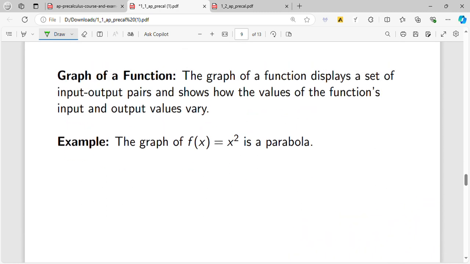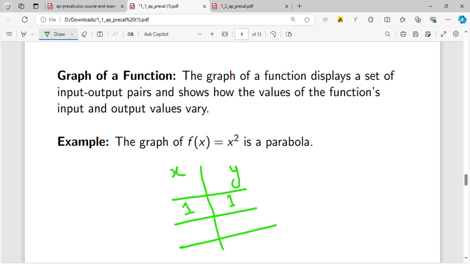For example, if I write down x and y over here, I know for x equals 1, y equals 1, which is 1 square. For x equals 2, y is 2 square, which is 4. So once we have these pairs of sets, we can draw a graph out of these pairs. So for example, here is my 1 comma 1 pair, and at this point maybe I have 2 comma 4 and so on.